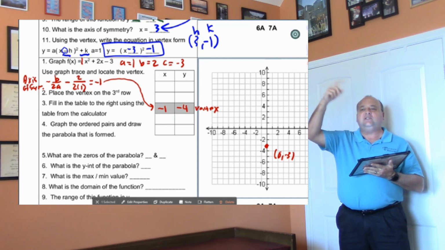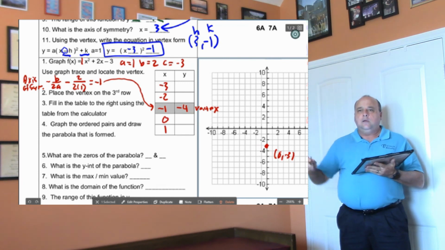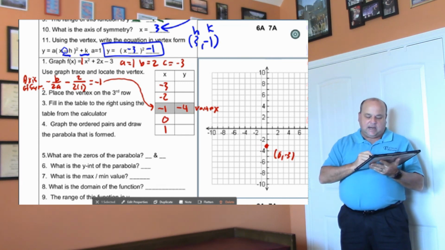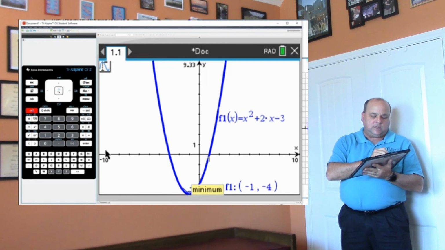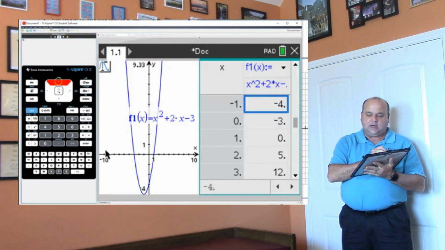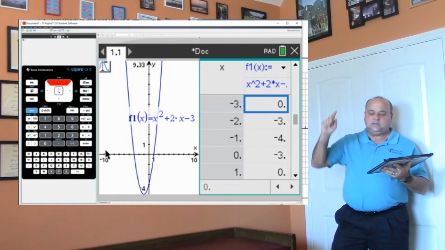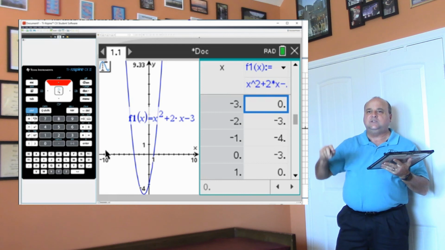Now then, I need 2 dots above and 2 dots below. So I'm going to put (-2, -3) and (0, -3). Okay, now then I'm going to use the table. So I'm going to go to here, hit Control T, and I'm going to fill in my table, right? I need to go up to the -3. So this right here is the numbers I need: 0, -3, -4, -3, 0.